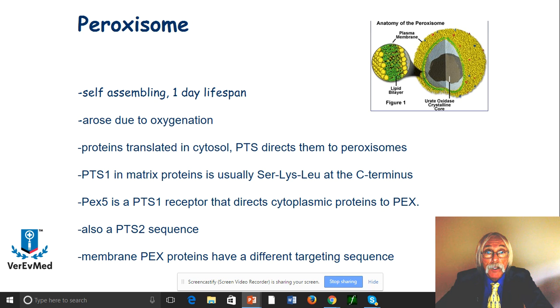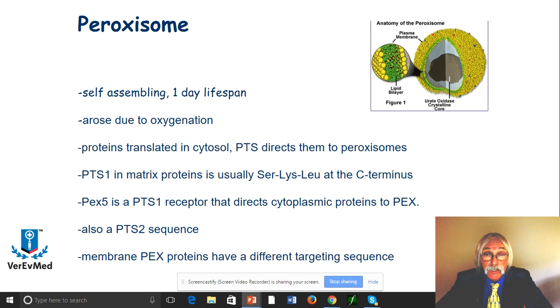And there's going to be something called a peroxisome targeting sequence, or a PTS, that directs them to that peroxisome. There are multiple types of these PTS, but if you're going to make it into the matrix of the peroxisome, you're going to have that motif, serine, lysine, leucine, at the carboxy terminus.